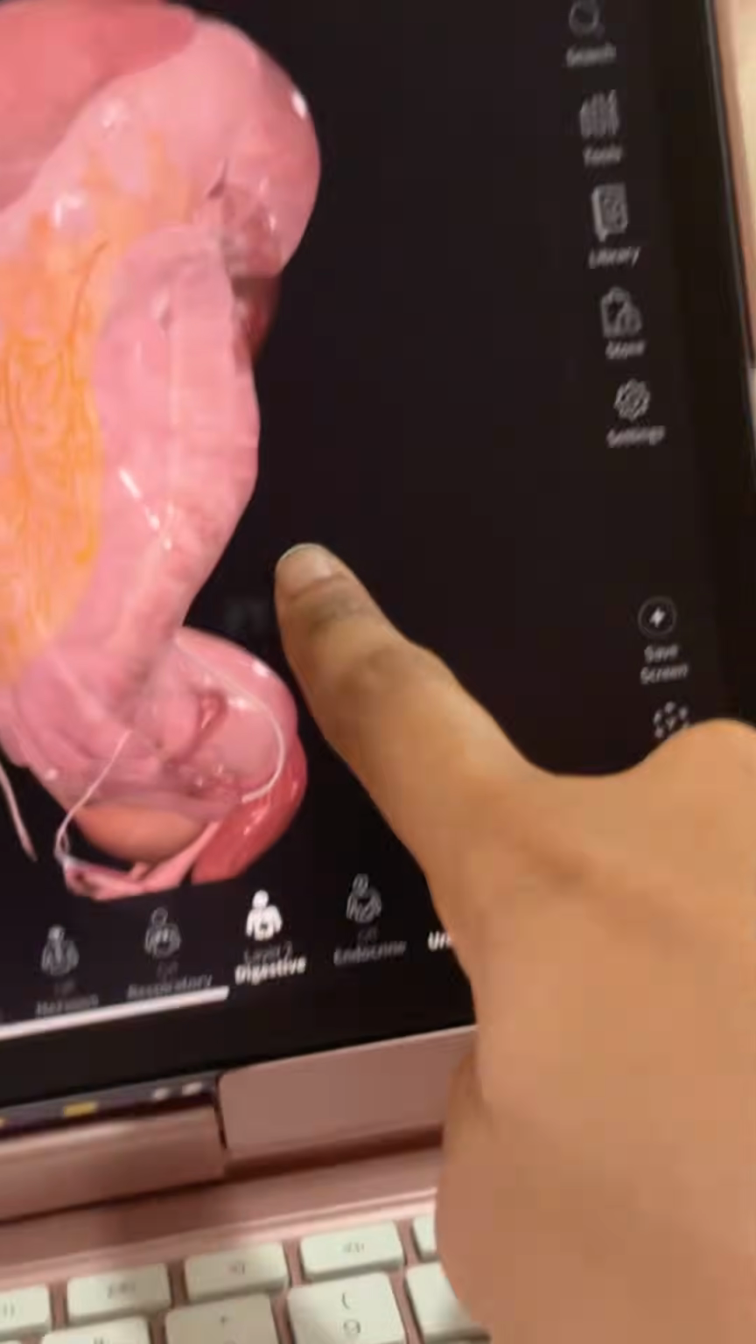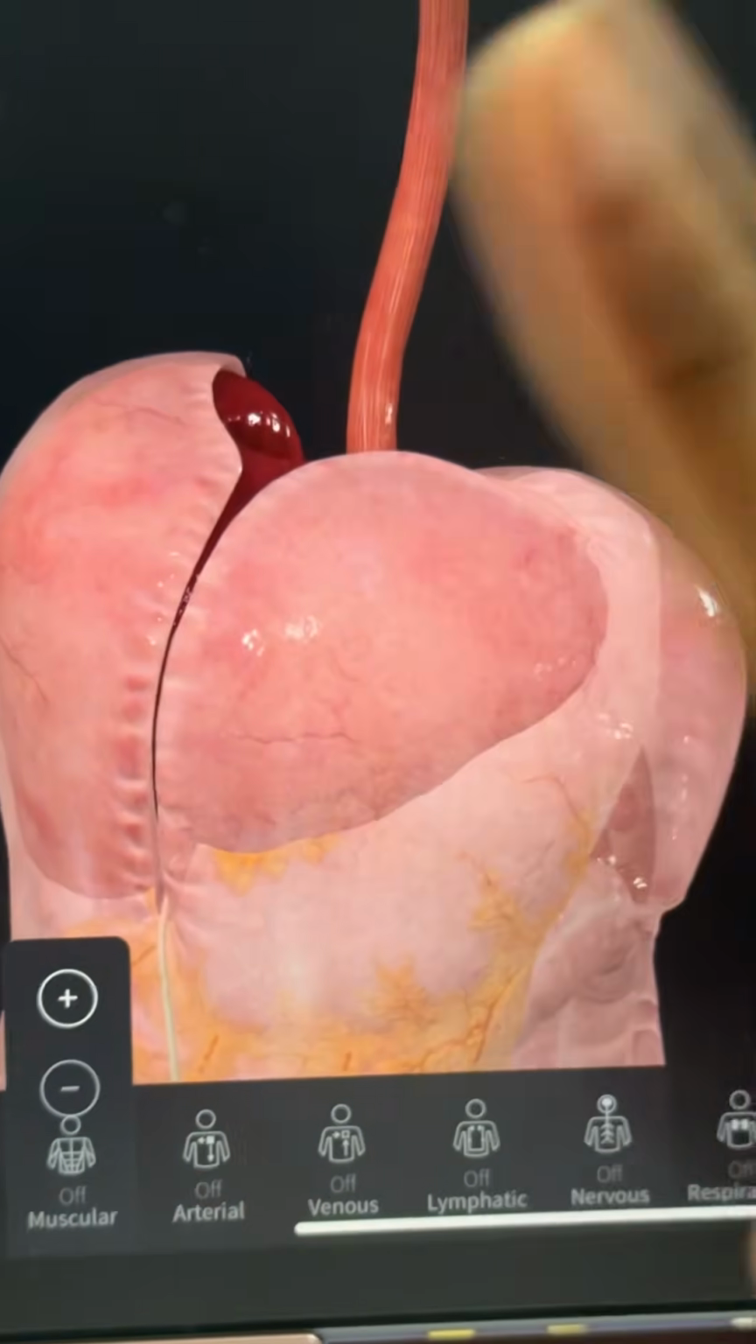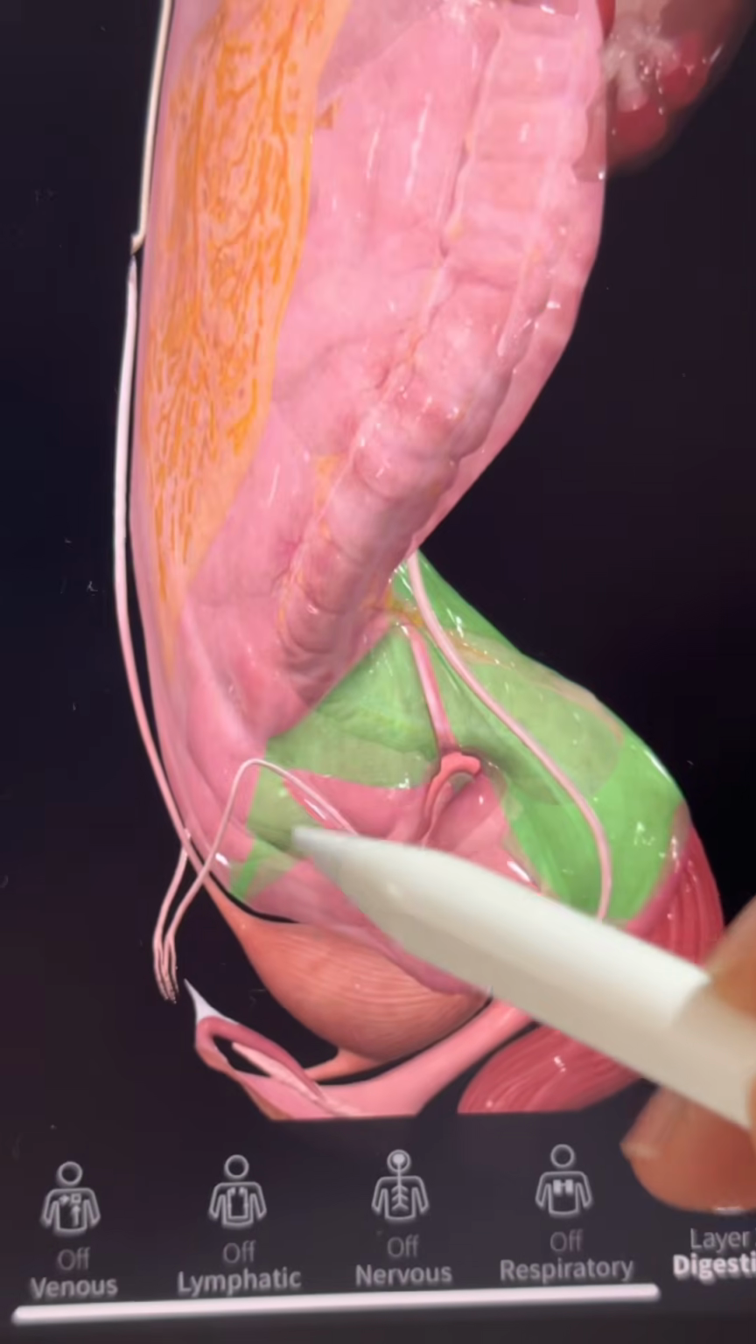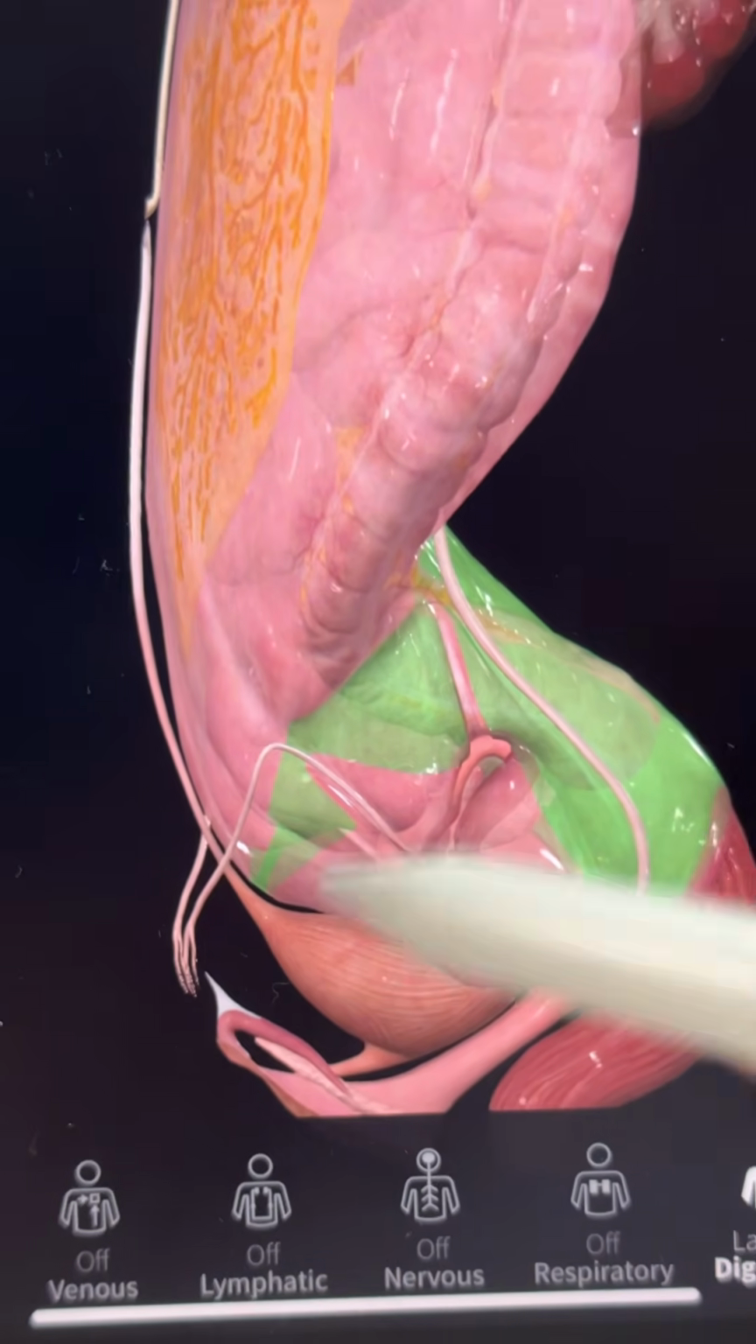Okay, about the peritoneum. This is the diaphragm. Below it, we have the peritoneum. This is the diaphragmatic part of the peritoneum. It continues downward anterolaterally, continuing as the urogenital peritoneum. It doesn't cover all the urogenital organs, just drapes over them like that.